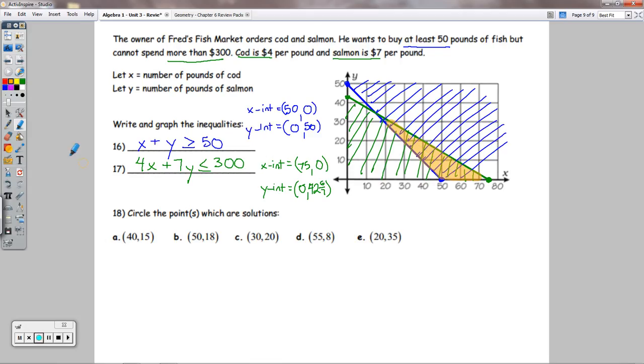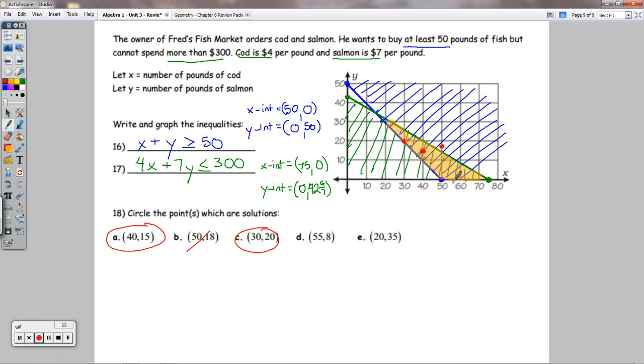And so if we look at the final question here, number 18, circle the points which are solutions. 40, 15, let's plot that point. 40, 15 would be right there. Definitely in our feasible region. 50, 18 would be just outside the feasible region, be right about there. So that's a no-go on that one. 30, 20 would be, looks like right on that line, and it's solid because it can equal that. So this is actually a possibility.